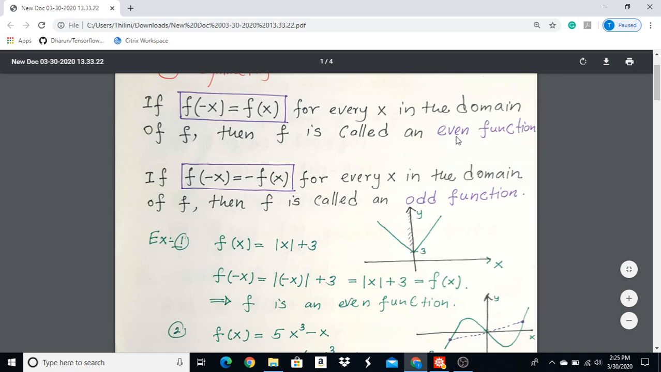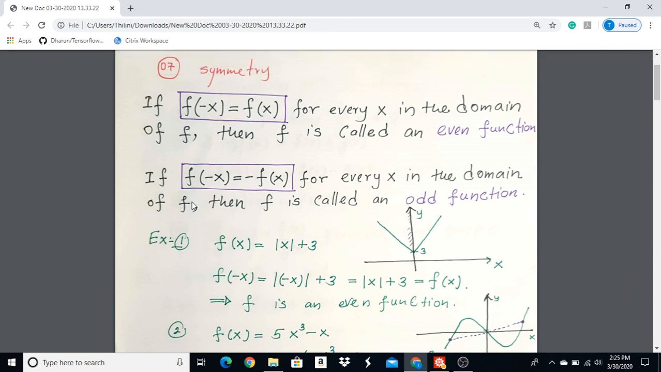On the other hand, if f of minus x equals minus of f of x for all the values in the domain of the f function, then we call that function an odd function, and that is origin symmetry. Even functions are y-axis symmetry.